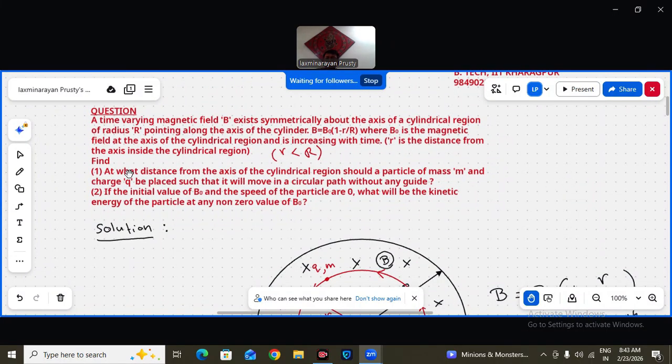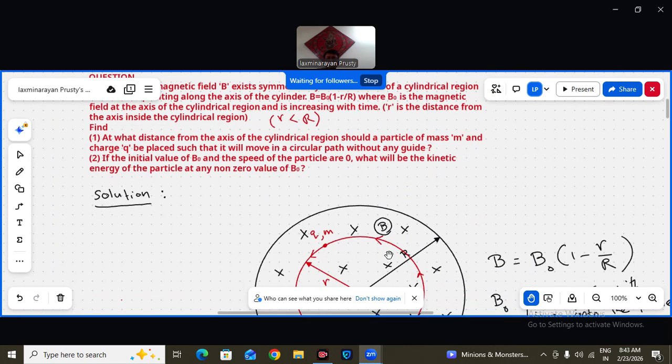Okay, the question is, at what distance from the axis of the cylindrical region should a particle of mass small m and charge small q be placed such that it will move in a circular path without any guide, without any other constraint? It can move in the circular path.